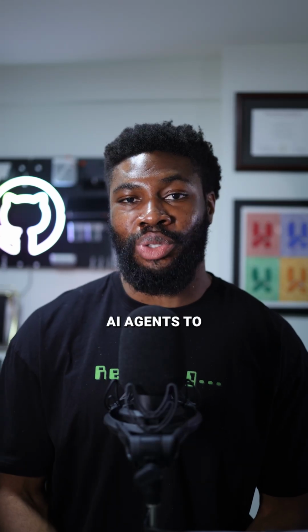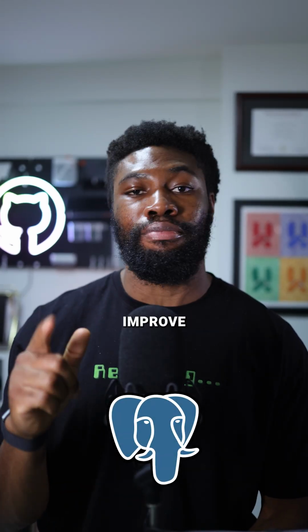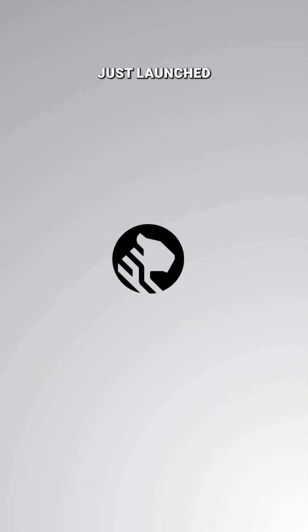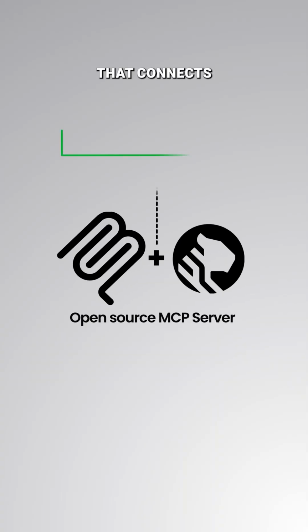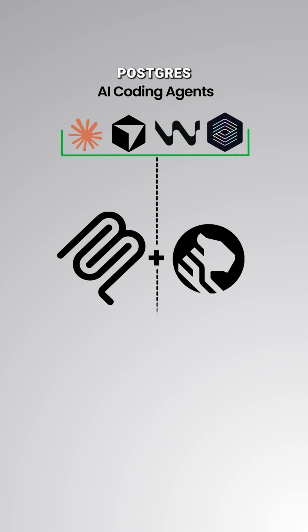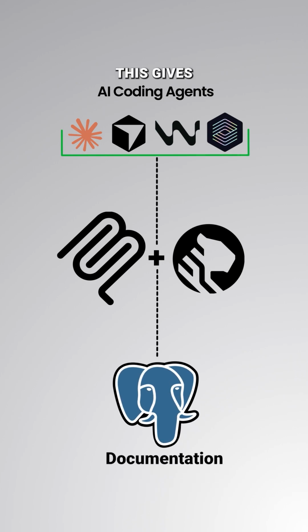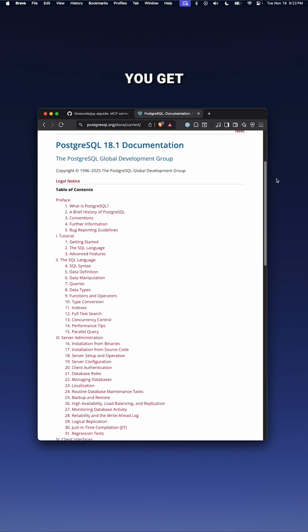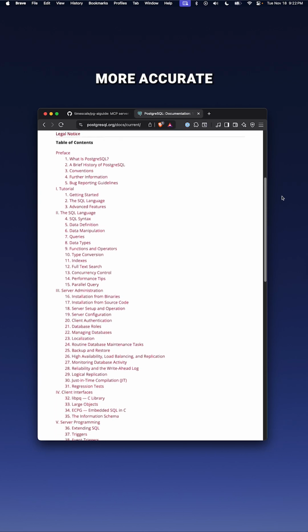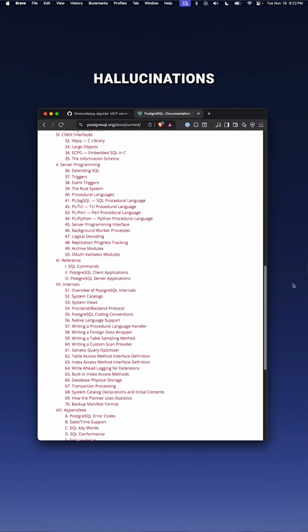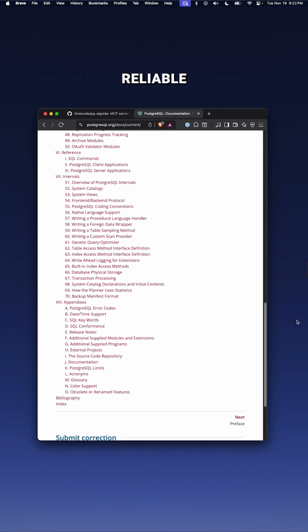If you use AI agents to code and work with Postgres in any form, here's a tool that can dramatically improve your results. Tiger Data just launched an open source MCP server that connects AI coding agents to the entire Postgres ecosystem's documentation. This gives your AI coding agent real context from official documentation, which means you get better design suggestions, more accurate queries, fewer hallucinations, and everything else that comes from having reliable context.